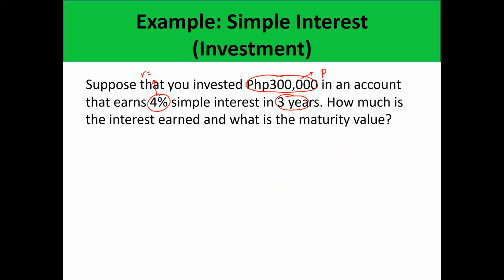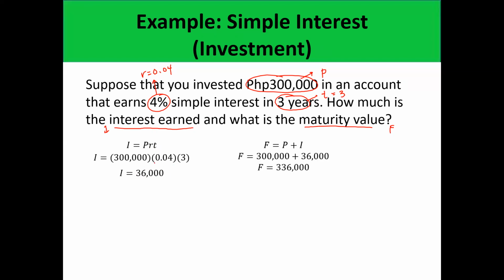So which means that we have to convert this in decimal form. So r must be 0.04. Now the term of investment is 3 years. So that means t is equal to 3. And in this problem, we are looking for the amount of interest earned, which is capital I, and the maturity value, which is capital F. So first, let's compute for the amount of interest earned, which is given by the formula P times r times t, and substituting the appropriate values for P, r, and t, and using our calculators, then we get I is equal to 36,000 pesos. So 36,000 pesos is the amount of interest earned for this particular investment.